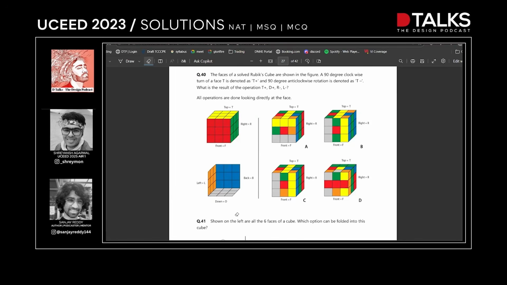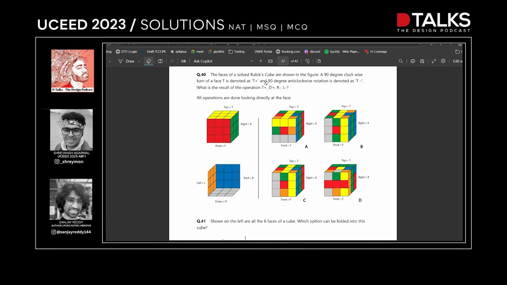All right. Question number 40. The faces of a solved Rubik's cube are shown in the figure. A 90-degree clockwise turn of a face T is denoted as T plus, and 90-degree anticlockwise rotation is denoted as T minus. What is the result of the operation T plus, D plus, R minus, L minus? All operations are done looking directly at the face.